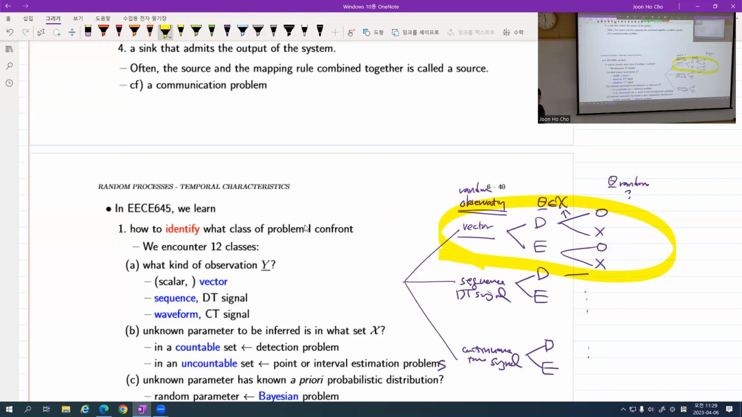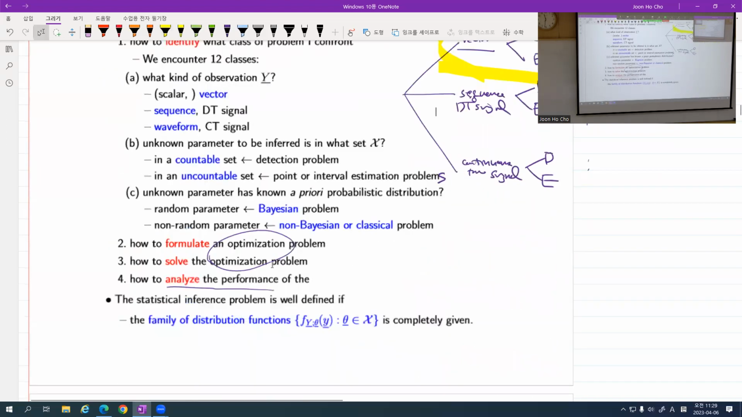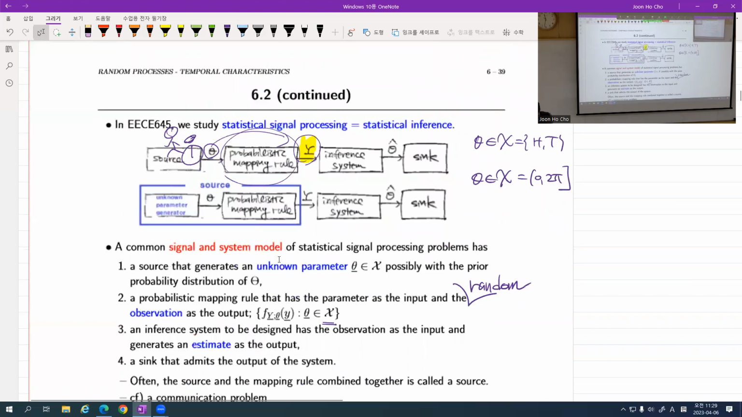Anyway, the reason why I talk about this is that in this 645 statistical signal processing course, usually we assume this: the family of distribution functions of the random observation, parameterized by parameter theta, is completely known. What that means is that how theta is mapped to y is known. We assume that. Got it? But that assumption is sometimes very, very dangerous.